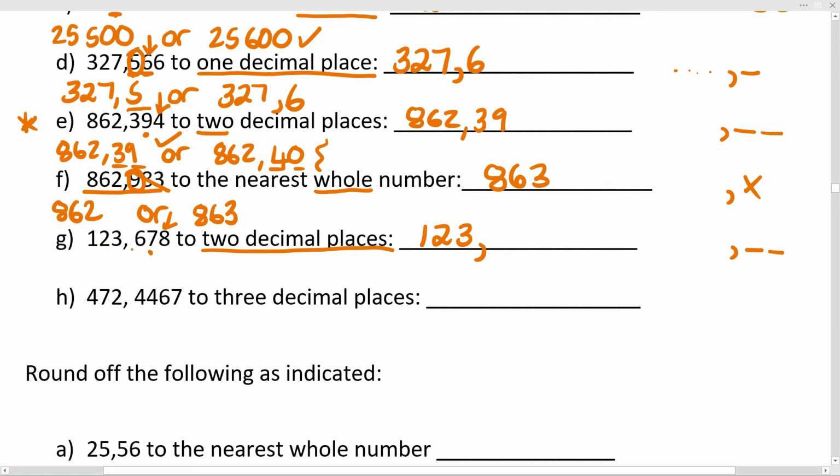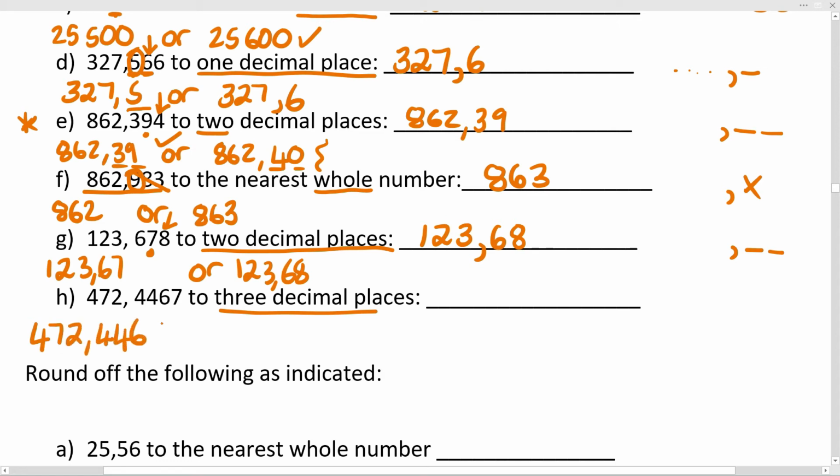Okay, so it's going to be 123, 6 didn't need changing, but the 7 is going to go up to 8, not because this is an 8, but because my indicator tells me that my second decimal place digit needs to go up by 1. My options would have been 123,67 as it is, or 123,68.